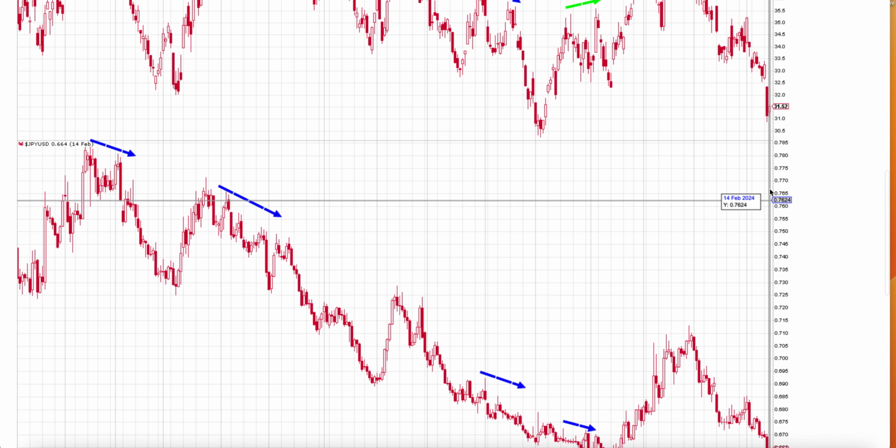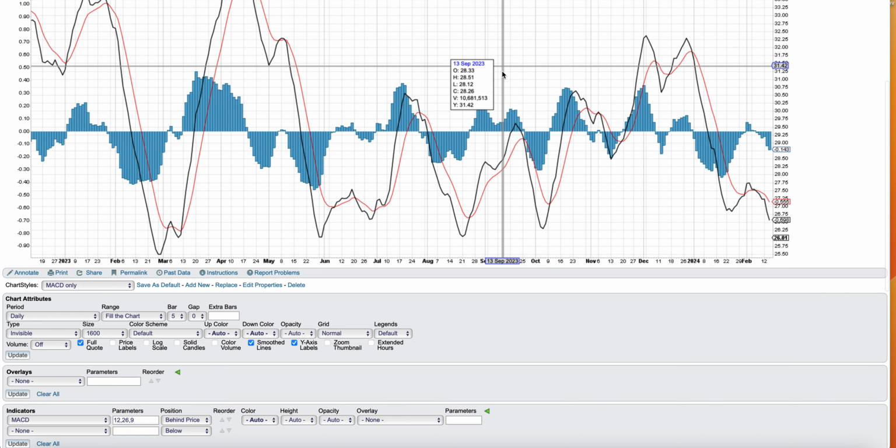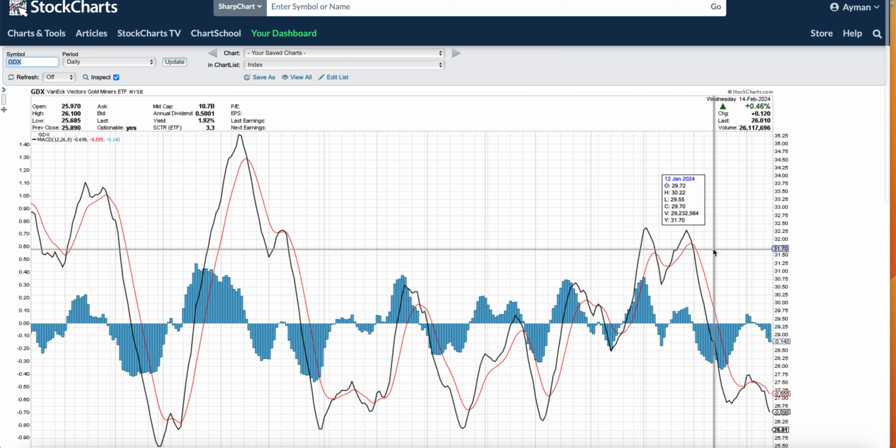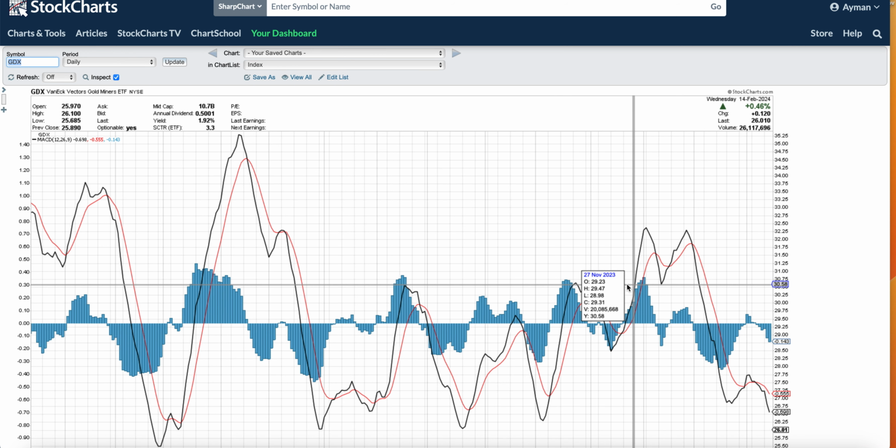Okay, and finally GDX MACD. So you want to go long whenever the GDX MACD is in bullish mode, for both GDX and gold, and also silver.